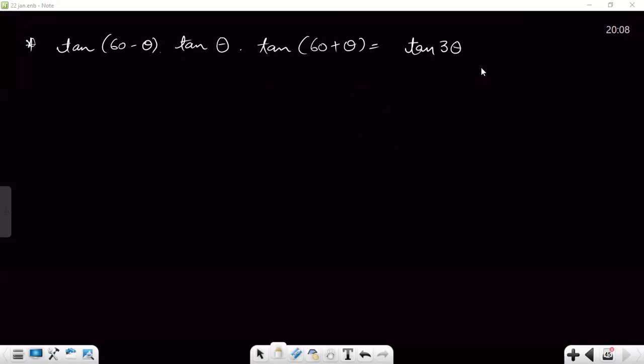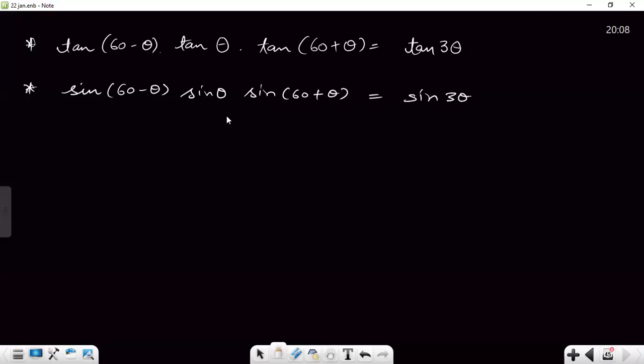Tan 3 theta. Similarly, there are also formulas for sine. Sine of 60 minus theta, sine of theta, and sine of 60 plus theta, these all three terms multiplied as a product give us sine of 3 theta divided by 4.